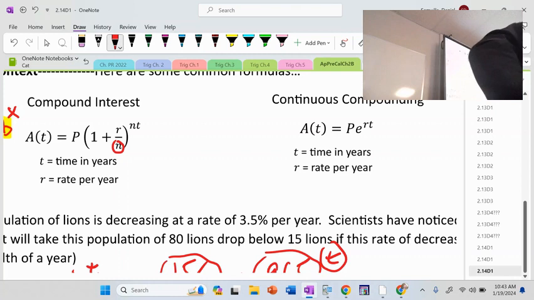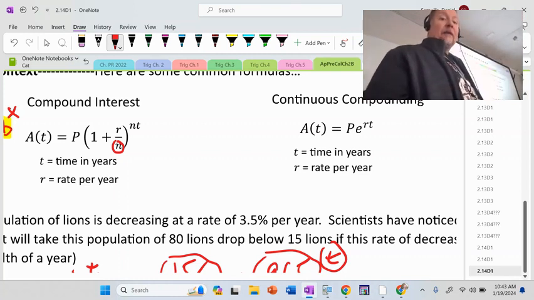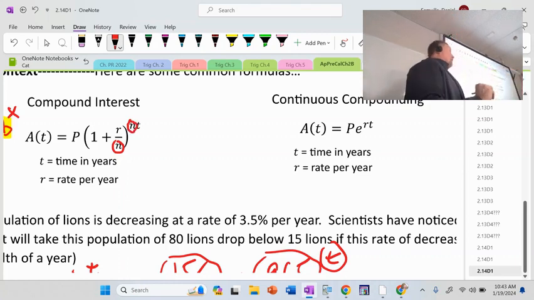Are you okay over here? Okay, you're never watching up here. All right? And you get it how many times a year? How many times a year do you get 4% quarterly? 4 times.